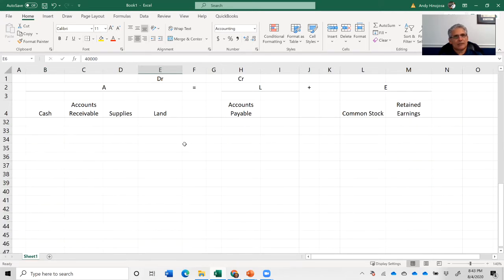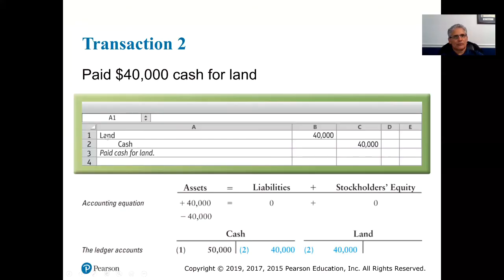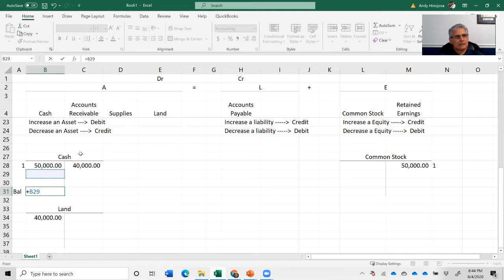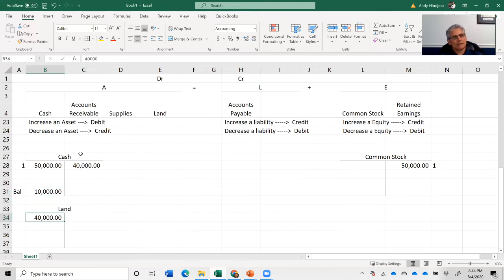Increase to land is going to be a debit. So the formal journal entry is debit to land, 40,000, and a credit to cash for 40,000. So land is going to be debited for $40,000, and cash is going to be credited for $40,000. The balance, debit minus your credit, $10,000. So our balance for cash is 10, our balance for land is 40.